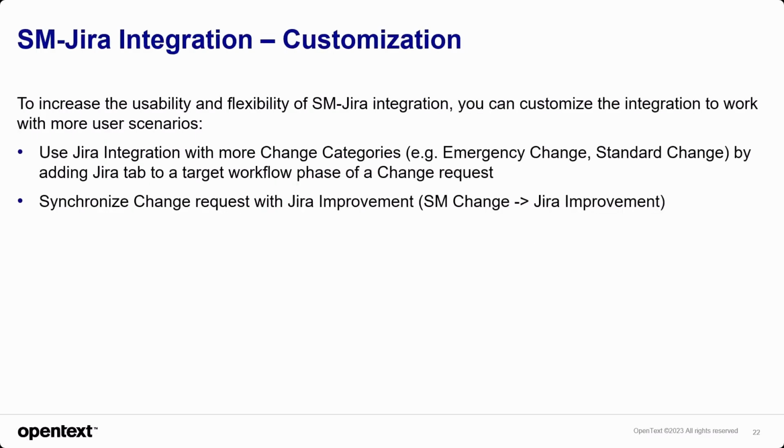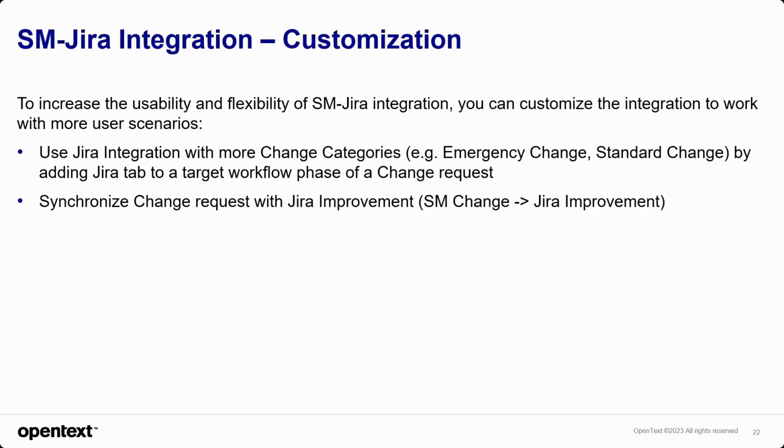And we understand that besides the out-of-box user scenarios, customers normally want more flexibility to support their own business scenarios. Therefore, we also provide some guidance around what kind of customization can be supported. For example, so far there are two major user scenarios that can be expanded through customization. First one is you can expand the Jira integration with more change categories. In the out-of-box, we only enable Jira integration in the normal change category. And of course, you can expand the SM change and Jira integration to more change categories like emergency change, standard change in out-of-box, or other change categories defined by our customers themselves.